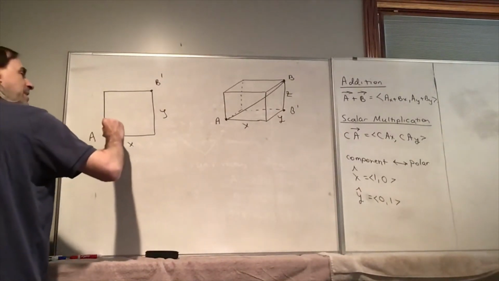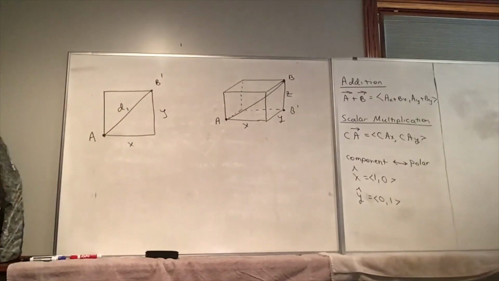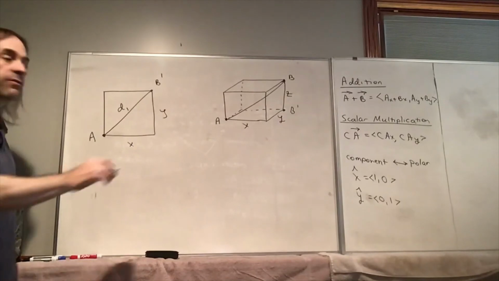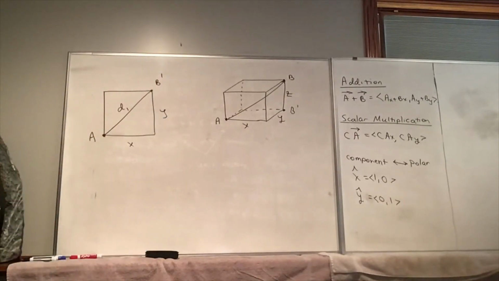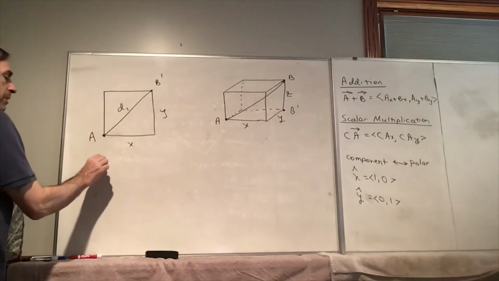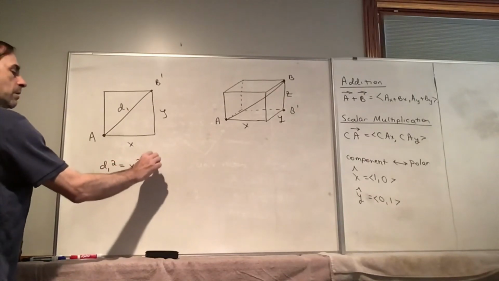Just to give it a name, let's call this distance D1. That's just the distance across the floor to the point directly underneath B. So we'll call that point B prime. And we can see that D1 squared equals x squared plus y squared.